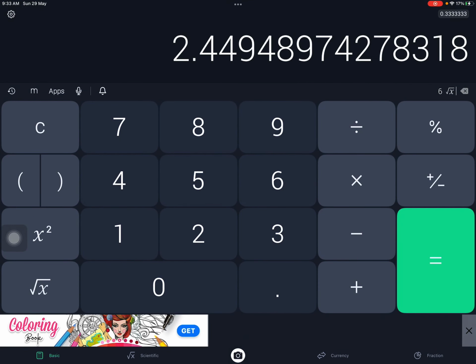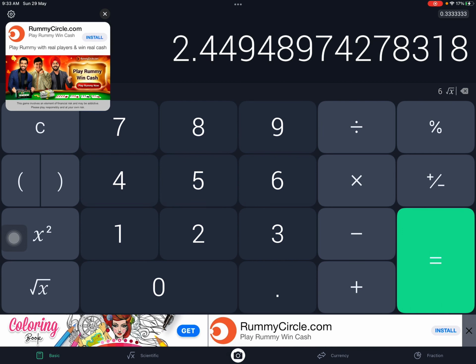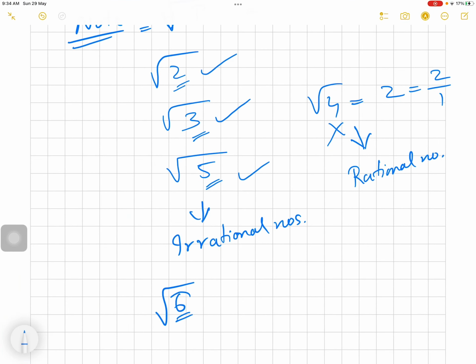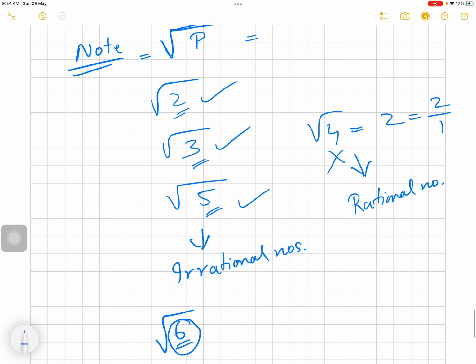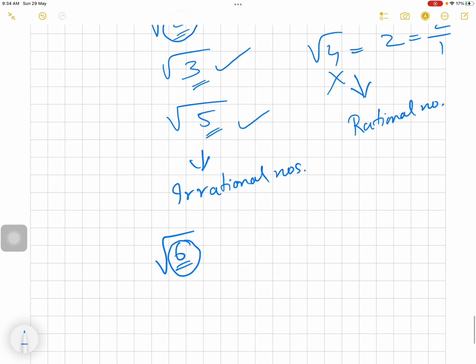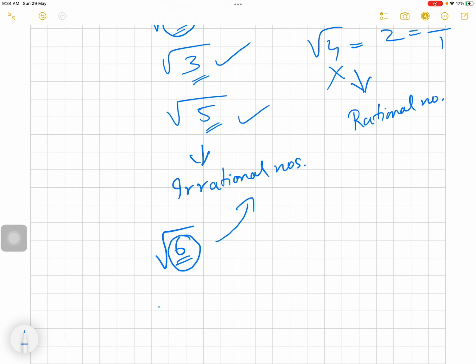So root 6. Even root 6 is an irrational number, see, because the number is neither terminating nor recurring. So root 6 is also an irrational number. So it is not necessary that if the number is a composite number, the root will be an irrational number. It is not necessary. But yes, if you are taking the square root of a prime number, it is always an irrational number.